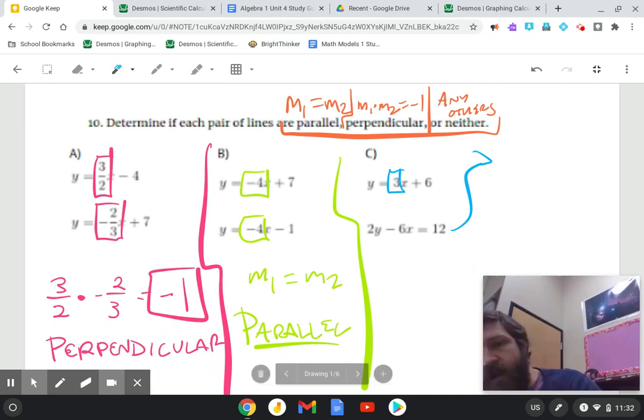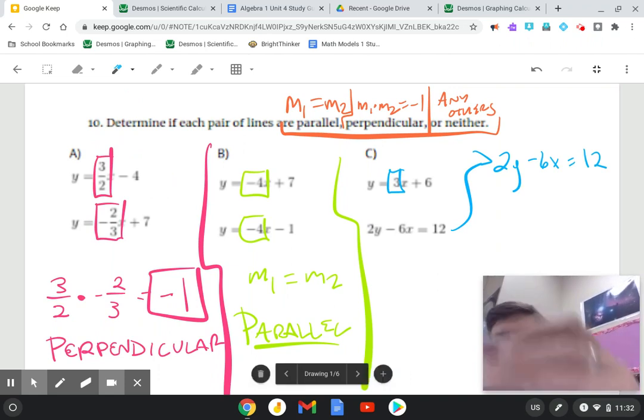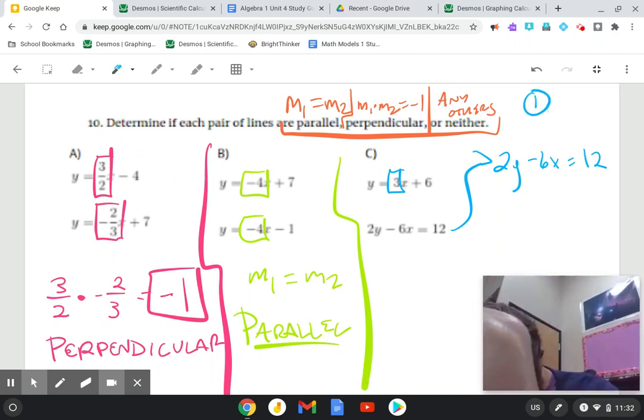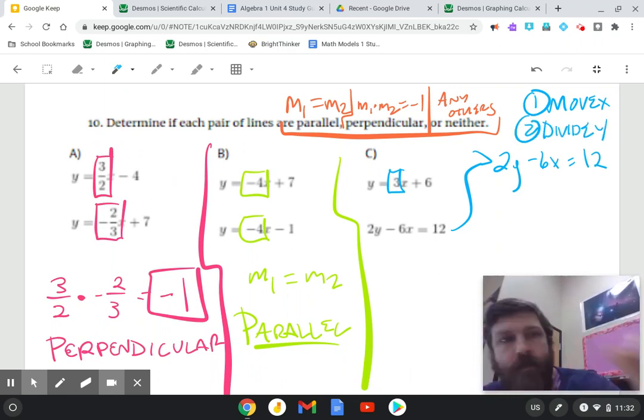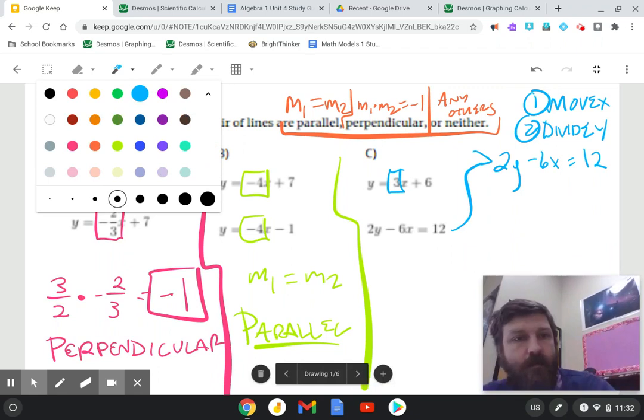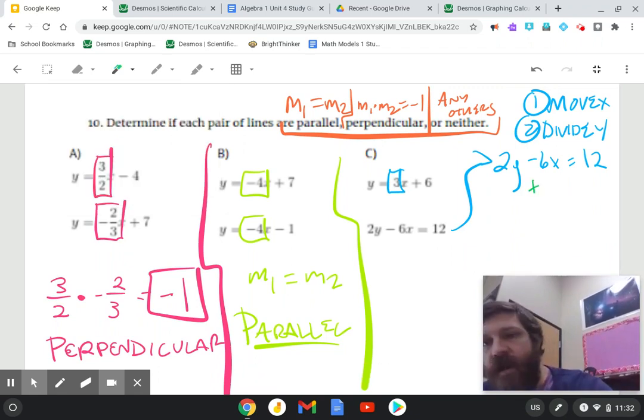Well, we need to convert it into y equals mx plus b form. We talked about this earlier, but remember you have to move x and divide y. We'll go ahead and do that right now. If I move x, it's going to be by adding 6x to both sides. And I end up with 2y equals 6x plus 12.